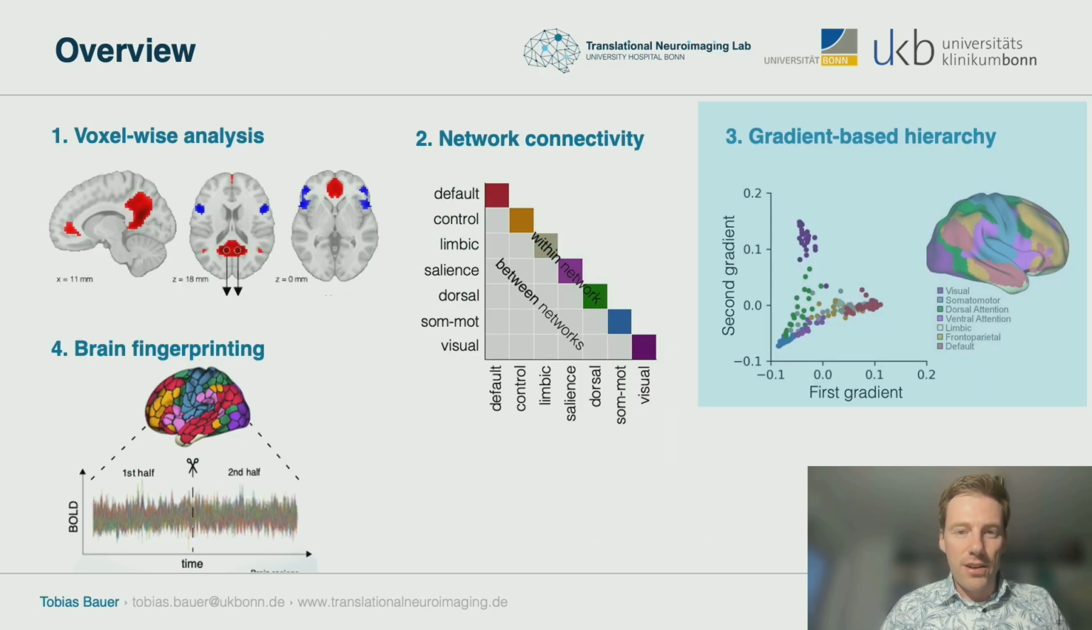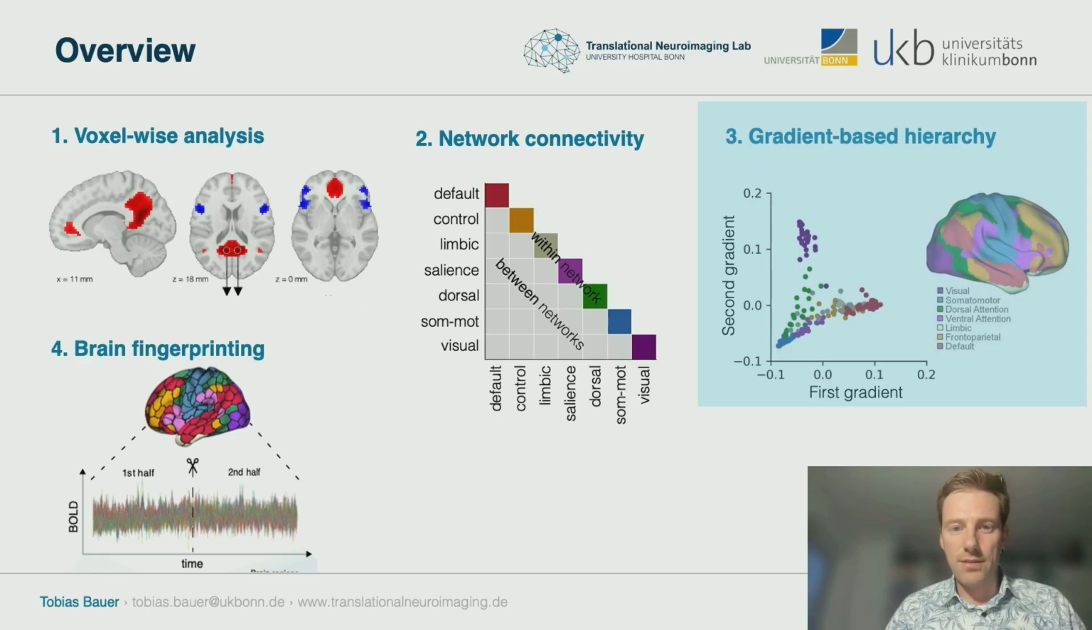Then moving to the third step. One problem with the approach that we have used for network connectivity is that the networks that we looked at are defined from the outset. So this is basically something that we put on the data from the top, and it's not really a data-driven approach. So we wanted to see if the 7 networks and the hierarchy from unimodal to transmodal networks is also preserved in the isolated and connected hemispheres.